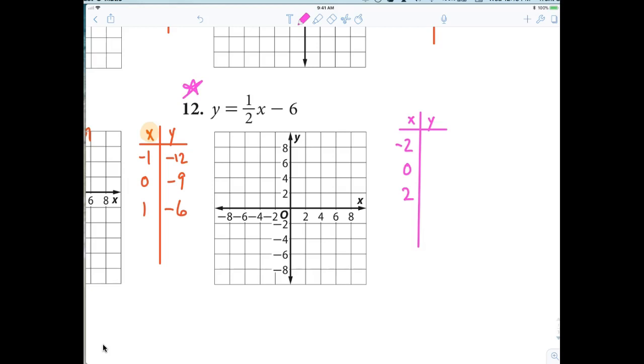So half of negative 2 is what? Negative 1. Negative 1 minus 6, negative 7. I did it wrong. I know that. Now plug in 0. We get negative 6. Now take half of 2. 1 minus 6. Negative 5.